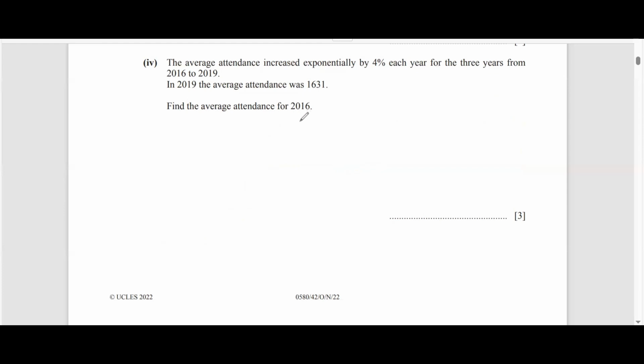Or else we can also find out this question using a compound interest formula. Amount is equal to principal into 1 plus r by 100 to the power of n. So amount, we know in 2019, we are having 1,631. In 2016, we don't know, we'll take it as P itself. 1 plus, it's increasing by 4%. So rate is 4 over 100 for the next 3 years.